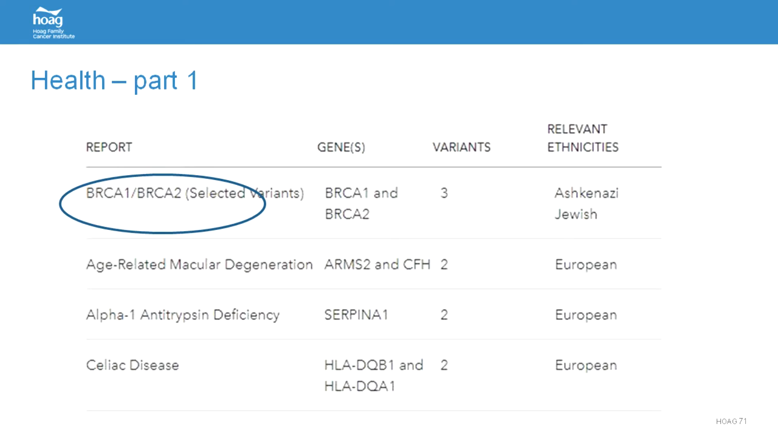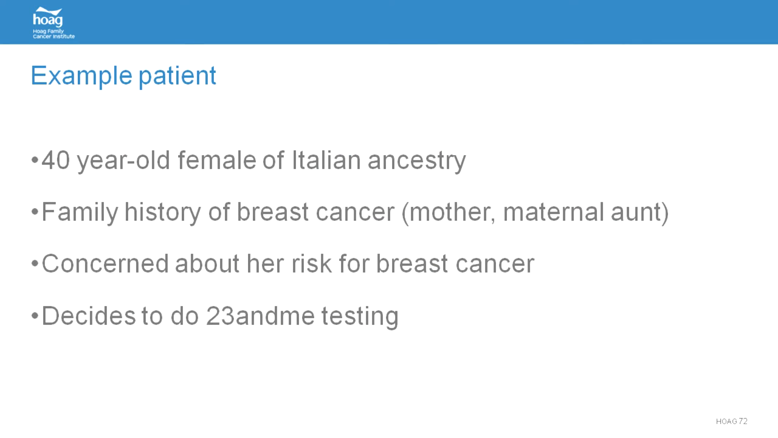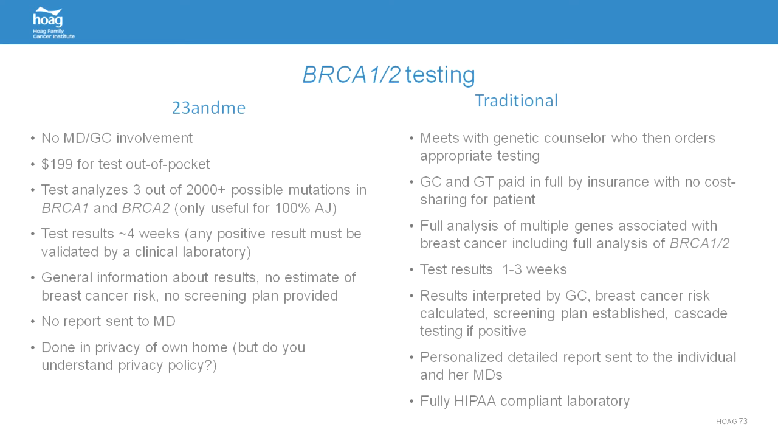So I thought we could focus on BRCA1 and BRCA2, an area of my expertise for several years, and give you an example patient. A 40-year-old female of Italian ancestry, family history of early onset breast cancer in a mother and maternal aunt, and concerned about her risk for breast cancer, so she decides to do 23andMe testing. That's easy. No doctor or genetic counselor involvement, $199 for the test. But the test analyzes 3 out of over 2,000 possible mutations in BRCA1 and BRCA2. And if you notice the ethnicity, it's only useful for people of 100% Ashkenazi Jewish ancestry.